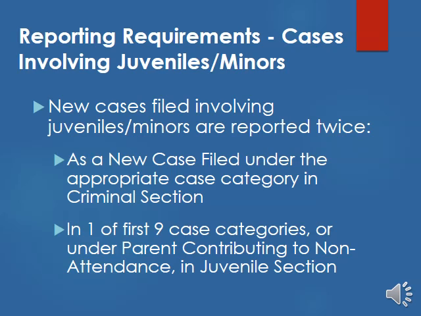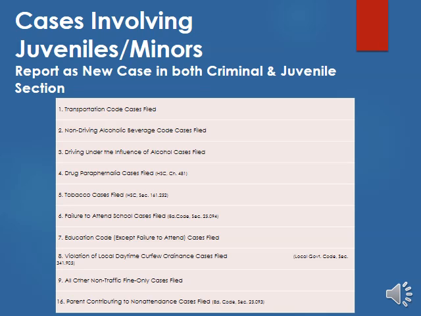One reporting requirement is that a criminal or civil case is only reported once. However, there is an exception to that rule. That occurs when you report a case in the juvenile section in one of the first 9 case categories or under parent contributing to non-attendance, which is line 16. For those cases, you will also report a new case filed under the appropriate case category in the criminal section. So let's take a look at the juvenile section line items that I am referring to. This screen represents lines 1 through 9 and 16 on the juvenile section. Remember that this is the only time when a case will be reported twice.